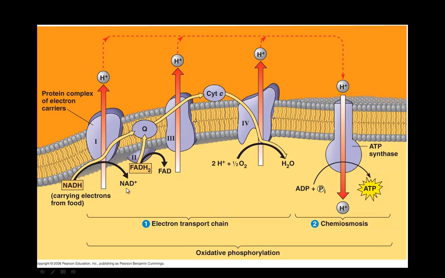This is just another picture of it showing the same thing. So you've got NADH, it's dropping off the electrons, so it's going to become NAD plus again. The H's are going to get pumped through these proteins, and the reason they're going to get pumped through them is because the electrons are passing from place to place.